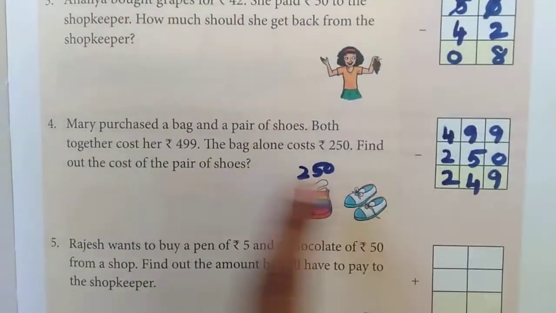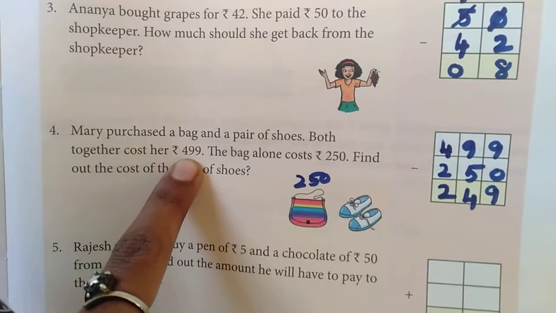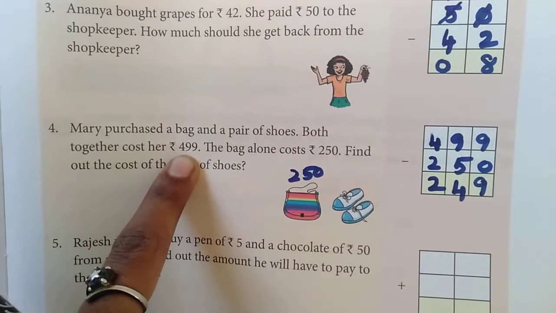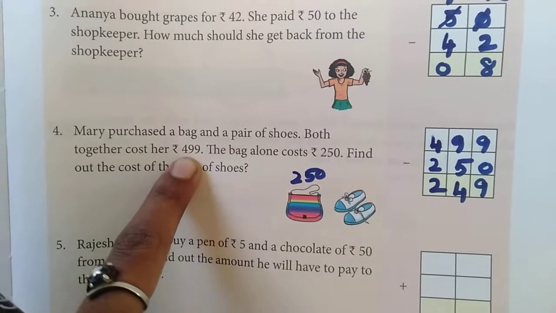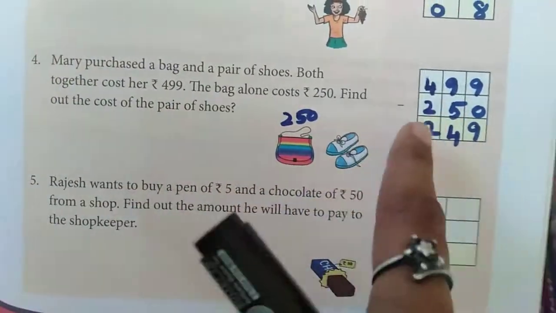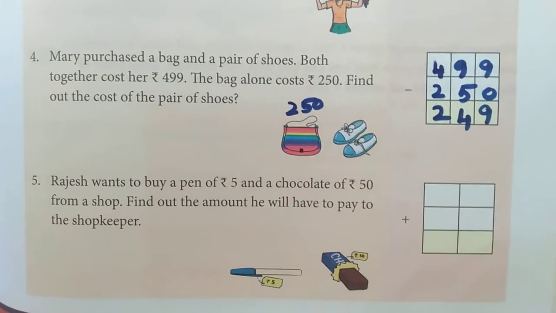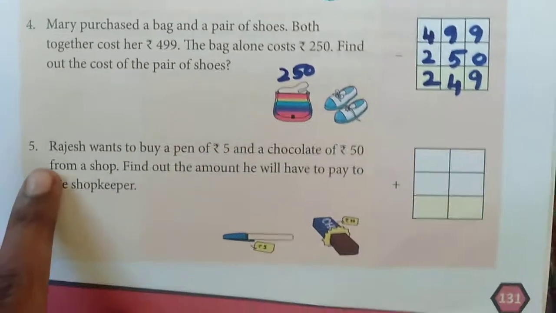So altogether how many rupees? 499. Okay. Understood? Understood, everyone? Okay. If you have any doubt you have to ask. Okay. Understood? Okay. Then see here.